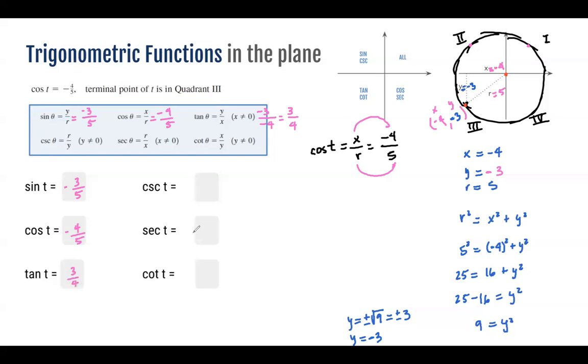And that would make cosecant minus 5/3, then minus 5/4 as secant, and 4/3 the cotangent. And if you notice, it makes sense with this that only tangent and cotangent are going to be positive in quadrant number 3.